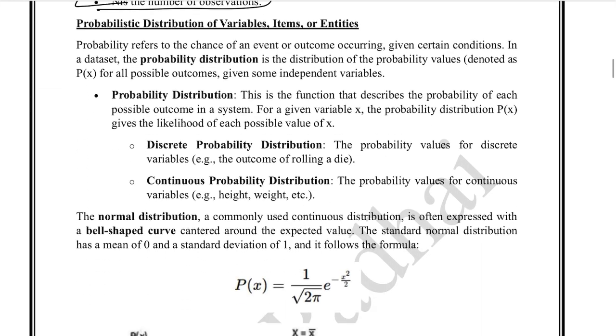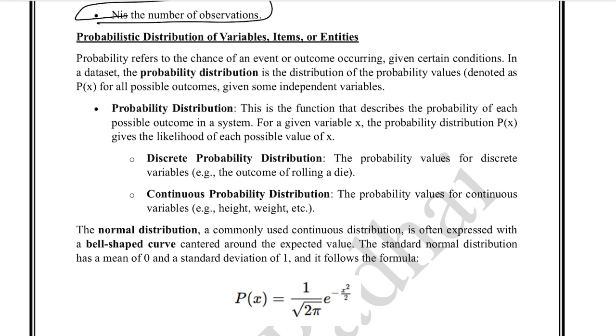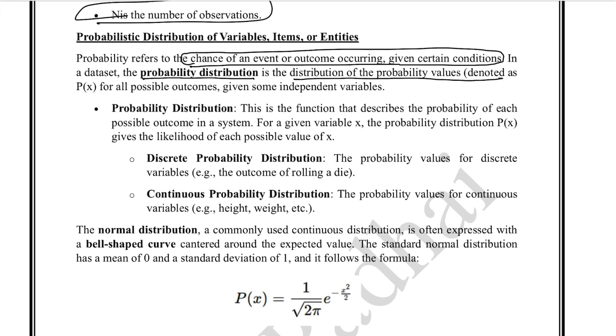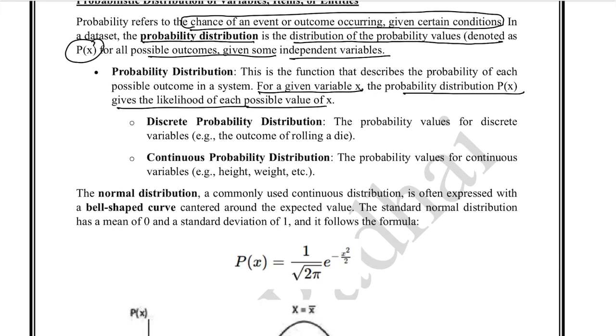Okay, next you have the probability distribution of variables, items, and entities. Probability is nothing but the chance of an event occurring based on a condition. Probability distribution is the distribution of the probability values, denoted by P of X, for all the possible outcomes. It happens for a given variable X. The probability distribution P of X gives the likelihood of each possible value of X. We will see this in the naive Bayes algorithm, which is later in this module.